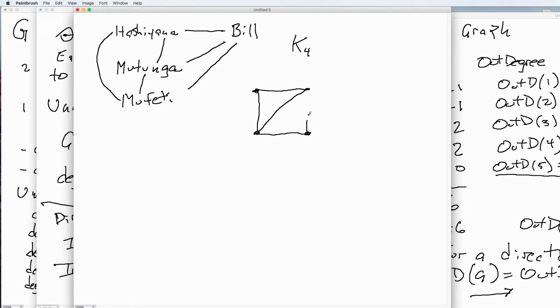Everybody knows everyone else, so everyone's connected. Notice the degree of this point is 3, the degree of this point is 3, the degree of this point is 3, and the degree of this point is 3. So 3 plus 3 plus 3 plus 3 equals 12. Notice that the degree of the total graph, which we could call an acquaintance graph, is even and everything's fine. But now I have a question.